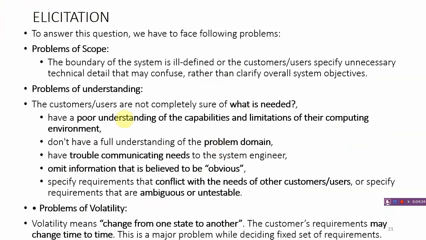To answer this question, there are again many different problems which exist: problems of scope, problems of understanding, and problems of volatility. Let us see the problems of scope. The boundary of the system is ill defined, or the customer or users specify unnecessary technical detail that may confuse rather than clarify overall system objectives.